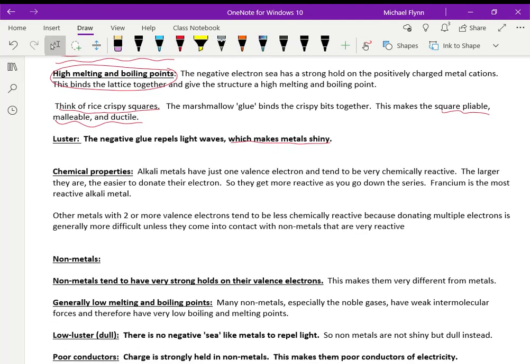Now, the chemical properties we talked about already. We already said that atoms like to have a full shell, and so for metals, you want to empty that valence shell and expose that full shell underneath. So what they do, especially the alkaline metals, is they'll donate their valence electrons to other atoms, and when they do that, we get a chemical reaction.